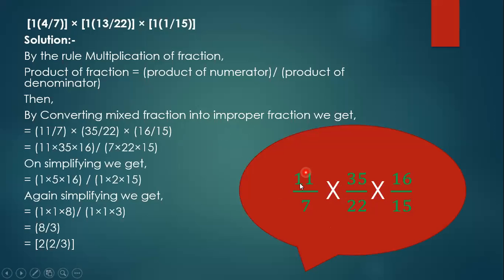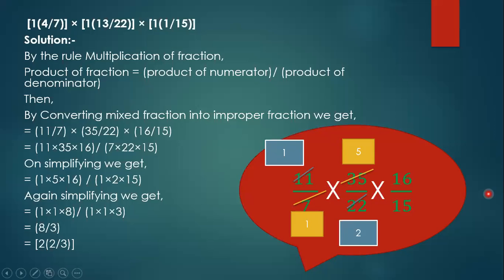Children, now you see 11 and 22. 11's table is always an easy target for me. 11 goes 1 times, 22 2 times. Similarly, 7 and 35, we know 7 fives are 35. So 7 and 35 get cancelled, 1 times, 5 times. 11 and 22 get cancelled, 1 times, 2 times.